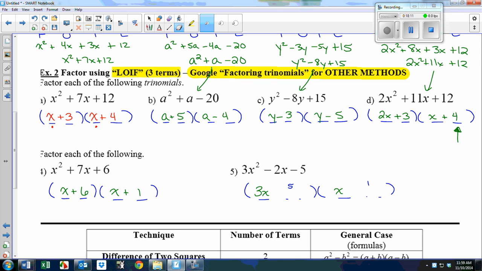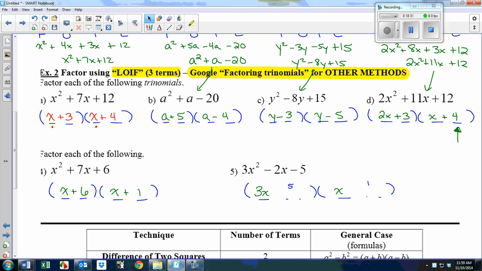Now I'm doing this in my head. 3x times the blue 1, 3x. Blue 5 times the x, 5x. Can you make a 3x and a 5x turn into 2? Yes. Now let's think about the signs. Okay? You want it to be a negative 2.